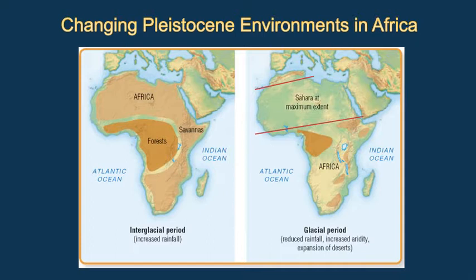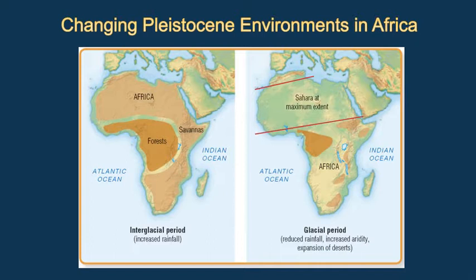So we have increased rainfall, and then over here in the glacial period, when these large ice sheets begin to form, basically they are taking up a bunch of the water in the environment. Instead of that water being available in the ocean or being available as rain, it is contained in these ice sheets in the northern latitudes.